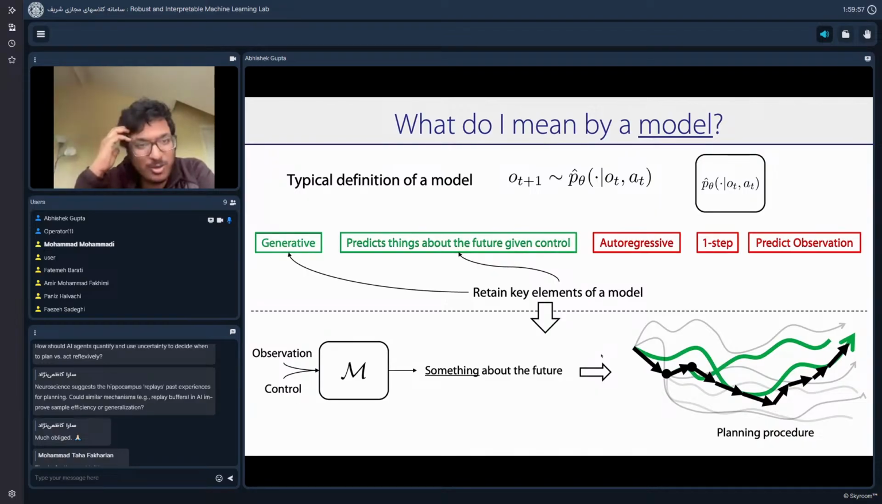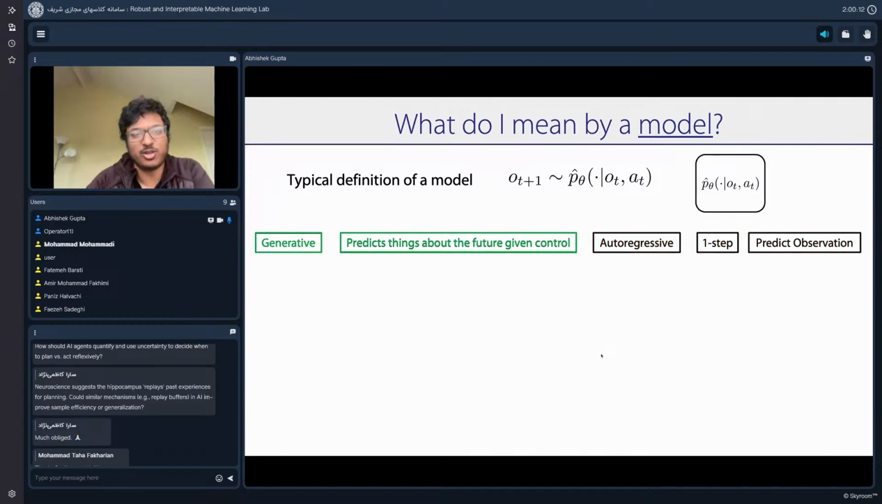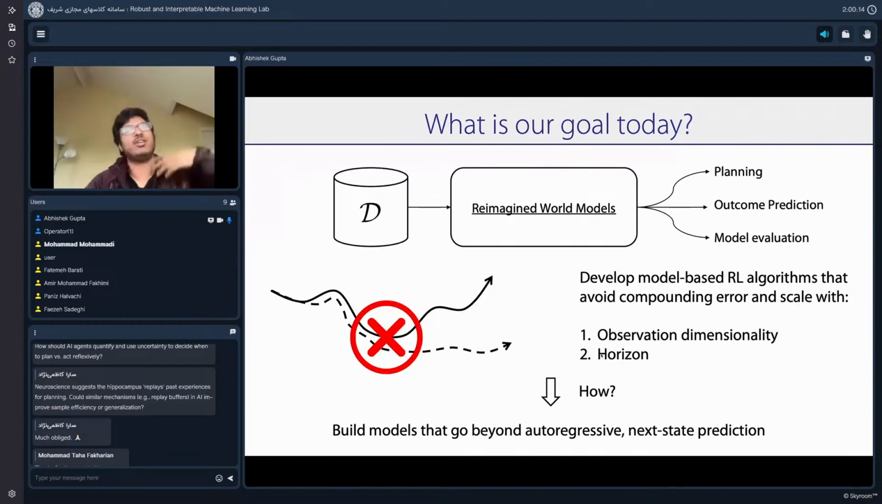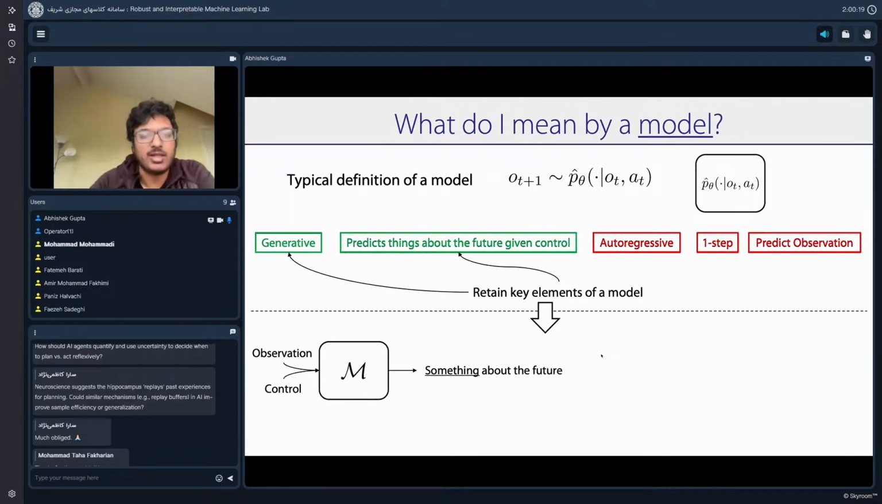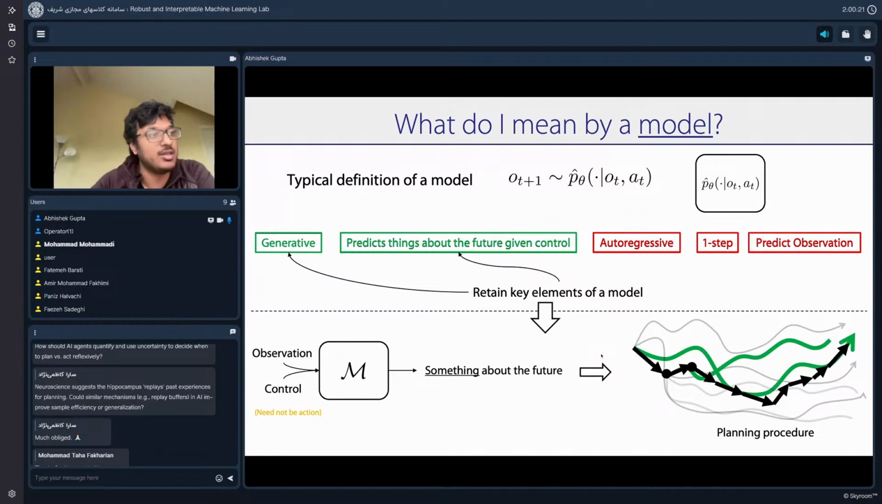And so we're still going to build things that look like world models. They're generative models about the future, but they're not going to be autoregressive. They're not going to be one step, and they're not going to predict observation. And that's still going to allow us to do decision making, but it's still going to avoid these problems that we talked about earlier with observation dimensionality, horizon, and these kinds of things. And so that's the premise here. Your control need not be action. Your thing about the future need not be next state or next observation. We're going to try and rethink those assumptions that people hold as fundamental.